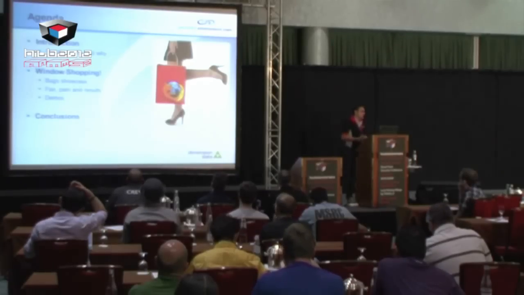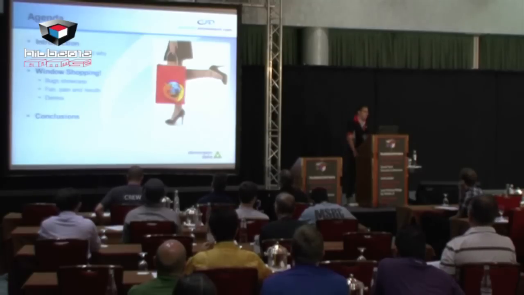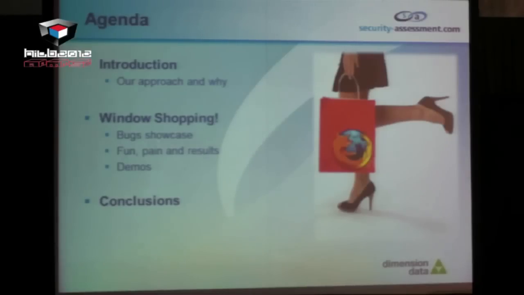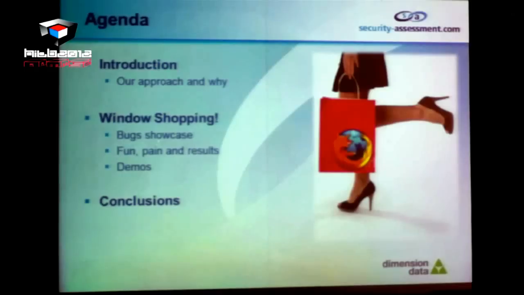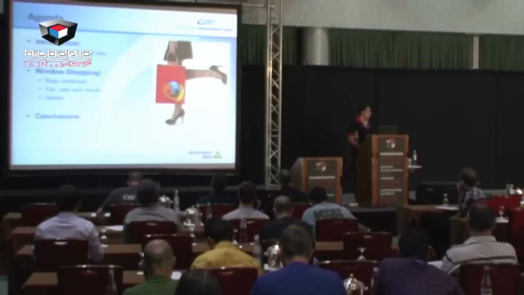So what's the agenda for today? The presentation structure is very simple. It's basically 3 different points: introduction, window shopping, and conclusion. I'll go into the introduction soon, but the main core of the presentation is the window shopping. It's like going through all the bugs that we found as part of this research. It's a kind of shopping experience: we go to each bug like a window shop, and each bug is in a window. As part of that process, I will share with you some of the fun and pain of discovering bugs and trying to exploit them. And of course, for each bug, I'll try to do a live demo.